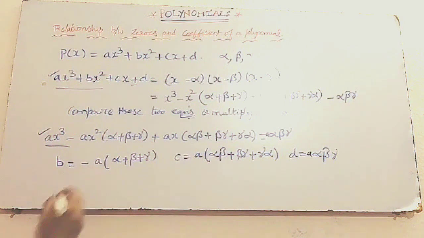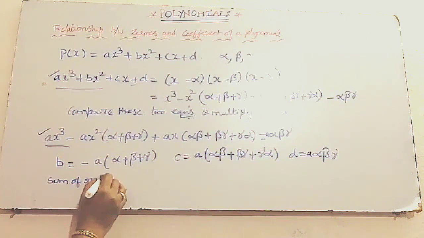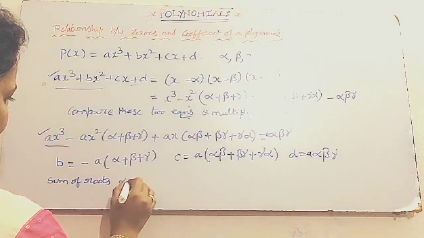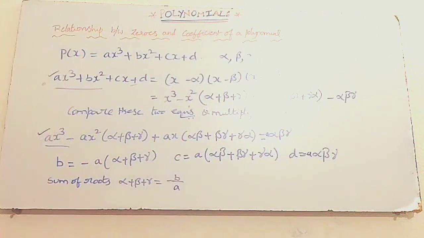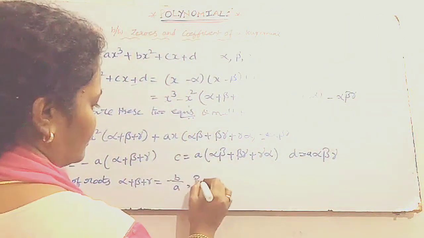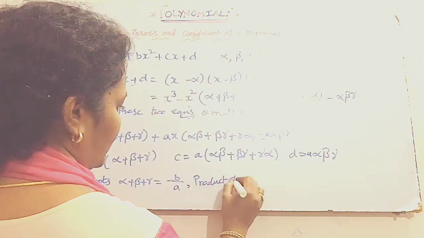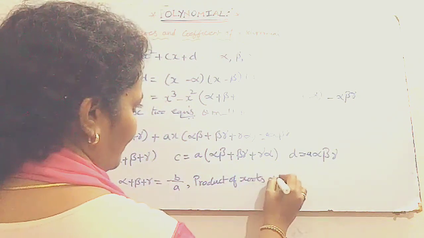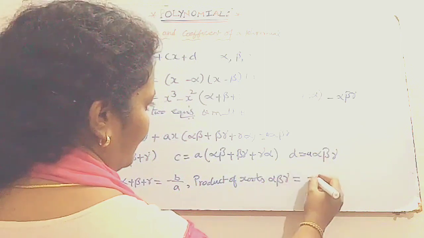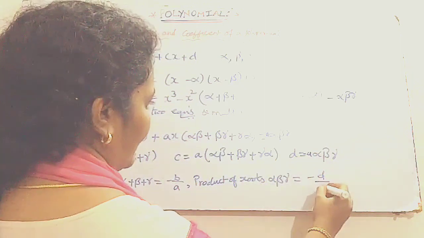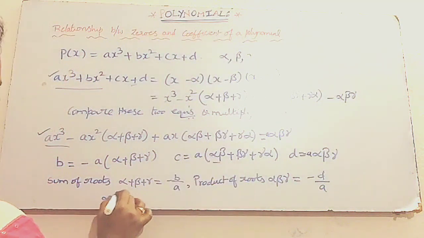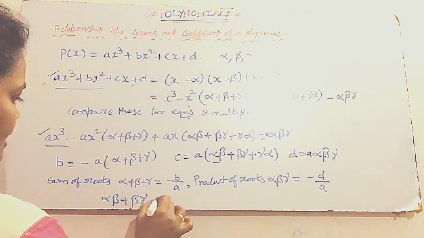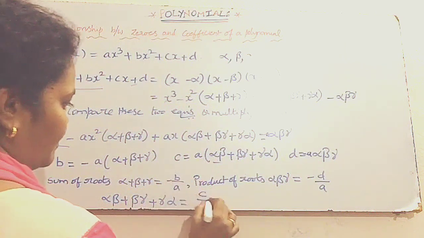So sum of roots: alpha plus beta plus gamma equal to minus b by a. Product of roots, that means alpha beta gamma, equal to minus d by a, and alpha beta plus beta gamma plus gamma alpha equal to c by a.